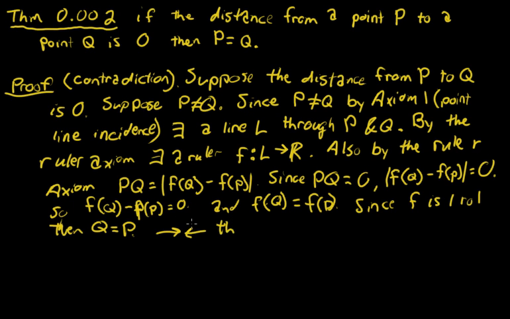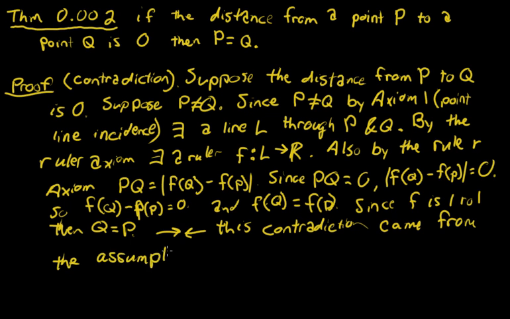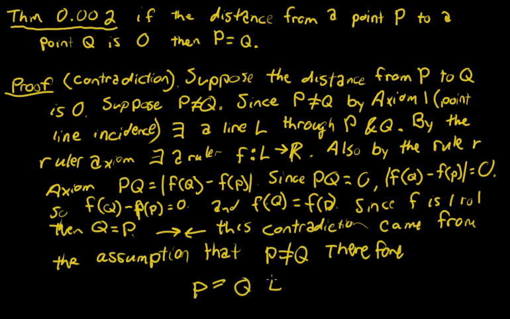So that symbol right there means contradiction. This contradiction came from the assumption that P does not equal Q. Therefore, P equals Q, and we are done.